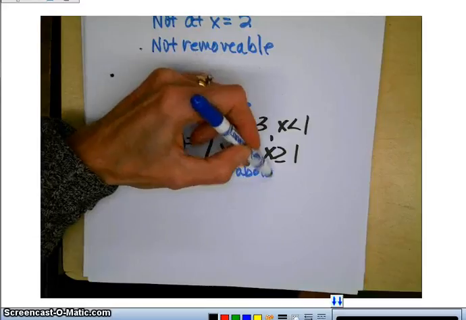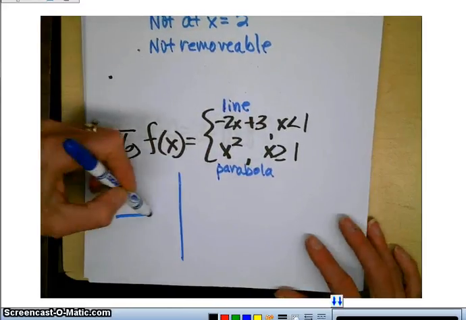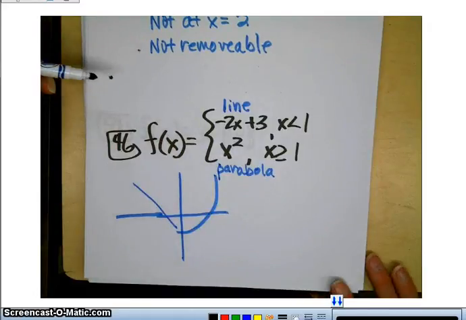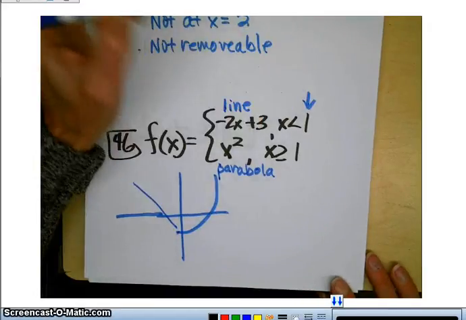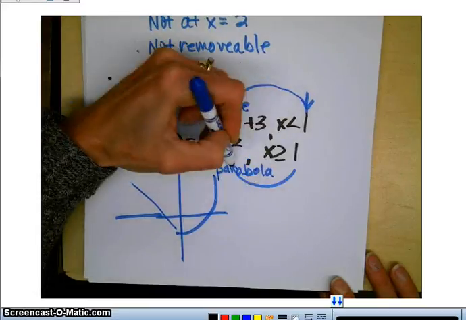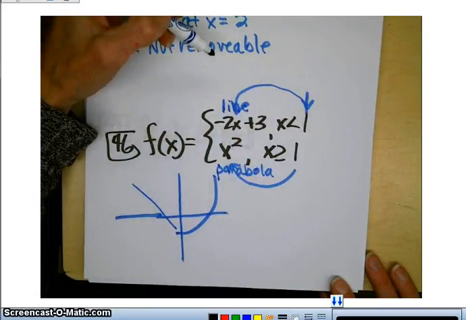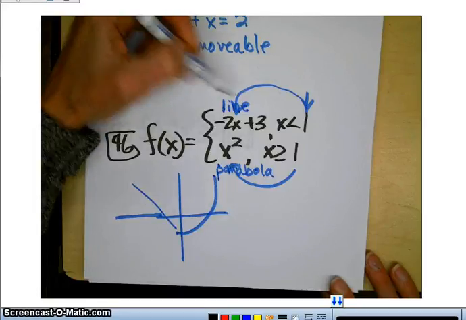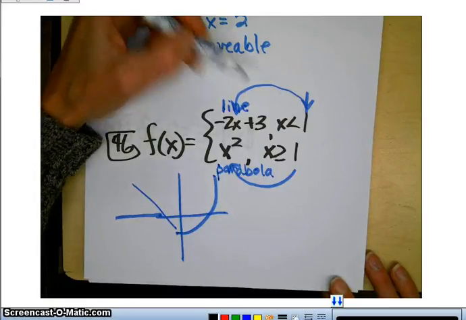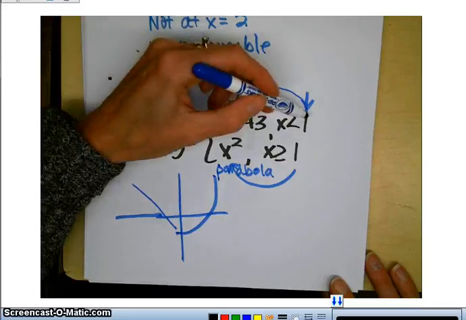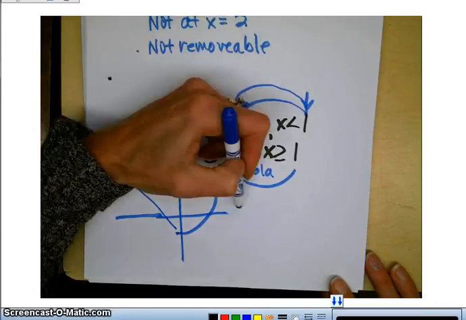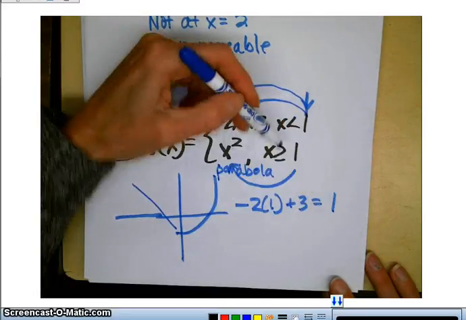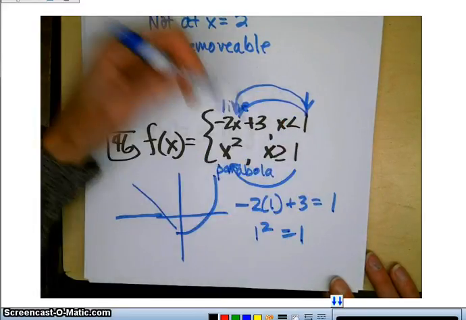The question is, do these two match up? Does this line, whatever it might look like, match up with that parabola at 1? So all I have to do is put 1 into both of these and see if the y values are the same. If they are, it's continuous everywhere. If they're not the same, then it's not continuous at 1. Very simple. I can't fix this. So I put 1 in for x here, so -2 times 1 plus 3 is 1. I put 1 in here, 1 squared is 1, so this is continuous everywhere.